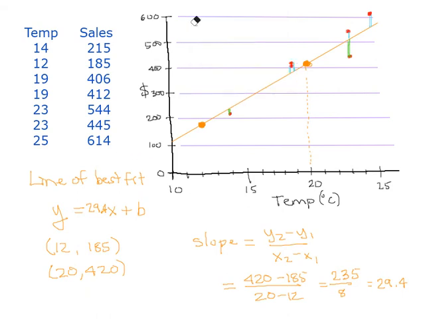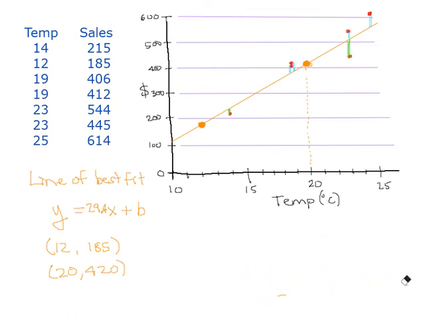And now that we have that, we can find a value for b. We know our line has to go through these points, like 20, 420. So we could say, using these coordinates for my x and y, 420 = 29.4 times x plus b, that I don't know yet.